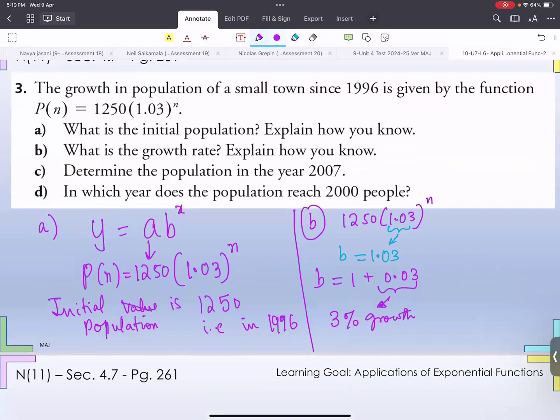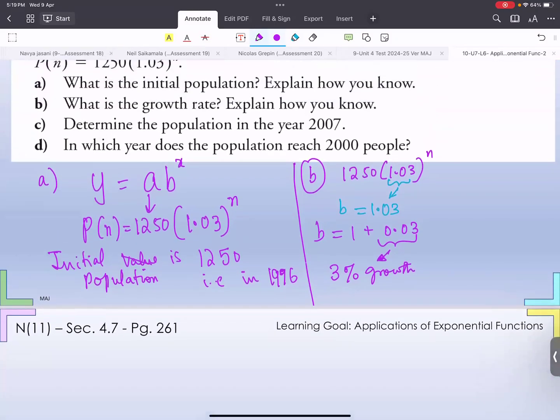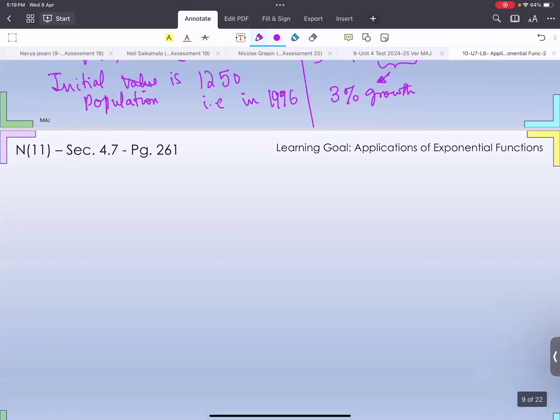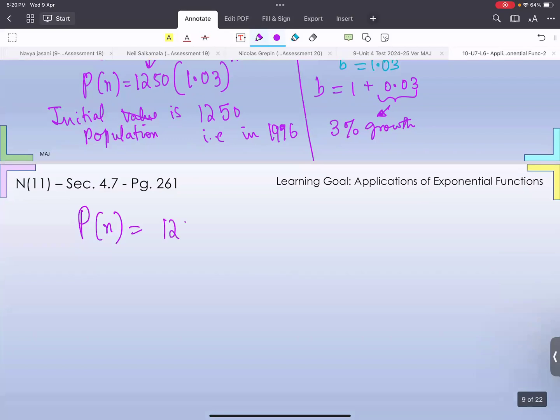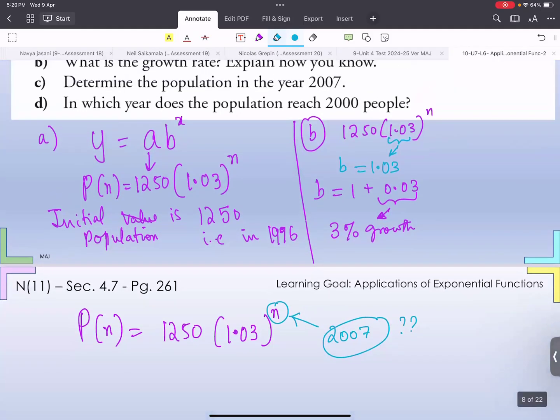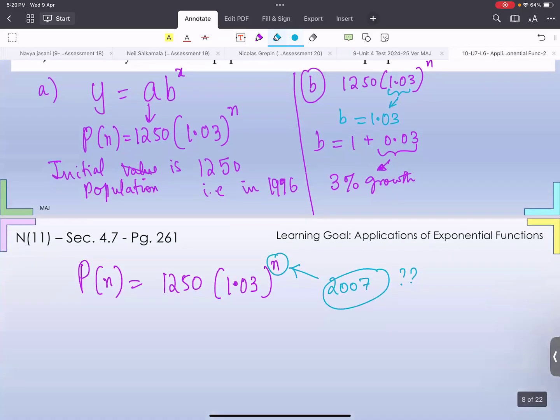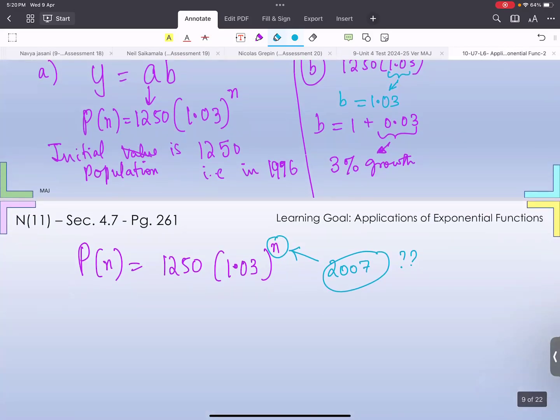Okay, next, determine the population in the year 2007. Okay, so we have population P of n is 1250 times 1.03 to the power of n. What I don't want you to do is you're not going to put 2007 over there, okay? What should you do? They're asking the population in the year 2007. So don't go writing 2007 for n, because that won't be correct, because n is the number of years since 1996.